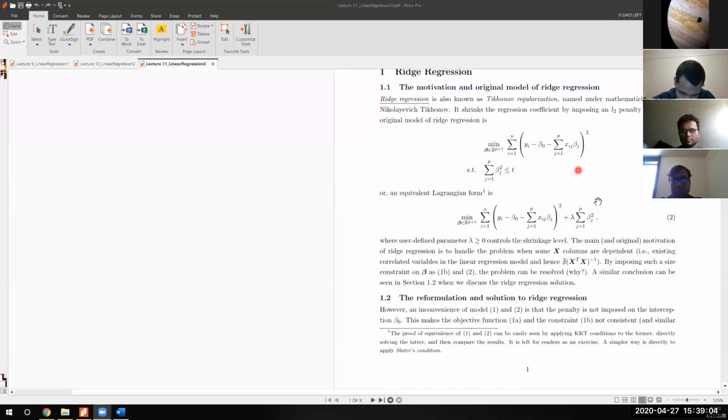So by adding this one, we have this item because they're equivalent. Let's have a look at this one. The lambda here is a user-defined parameter. This controls the shrinkage level. Very clear. If the lambda is very large, what's going to happen? That means I try to shrink it, right?